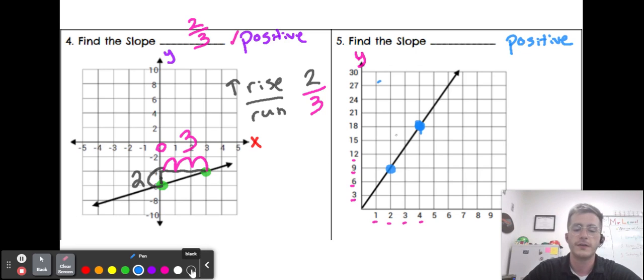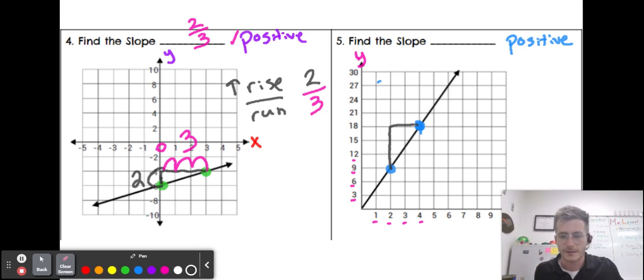Once you have two perfect coordinates, you can go ahead and create a right triangle out of them. Always start on the one furthest to the left. Now I'm going to go up and over. Rise first and then run. A great way to remember that: rise are your y's. Rise rhymes with y. So it's very easy to remember. Rise is for our y values, and then run is for your x values.